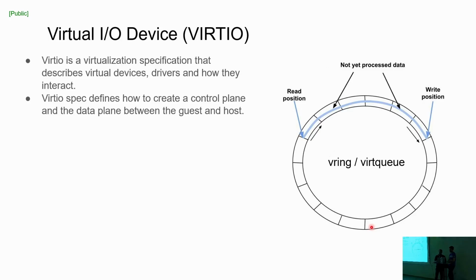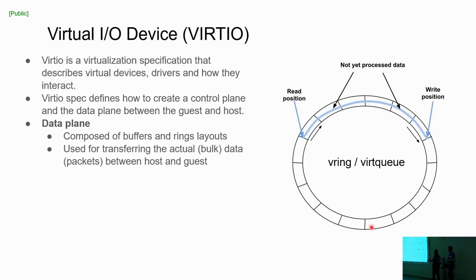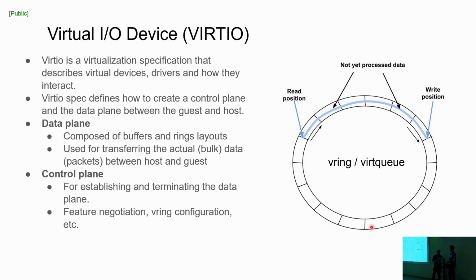Before I dive deep into vDPA, a little introduction on virtio. Virtio is a specification that defines virtual devices, virtual drivers, and how they interact. The specification also defines how the data plane and control plane are created between the guest and the host. The data plane is nothing but the bulk data transfer that happens between the guest and host and the outside world. In order to establish this data plane, we need the control plane, which basically defines a few concepts like feature negotiation, configuration of the vrings, etc.